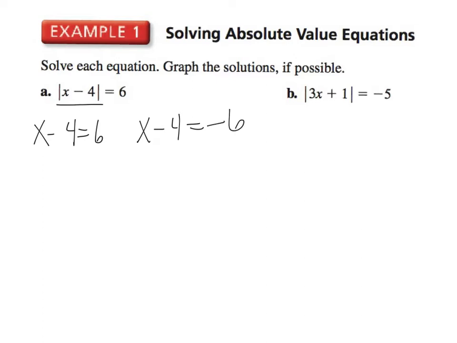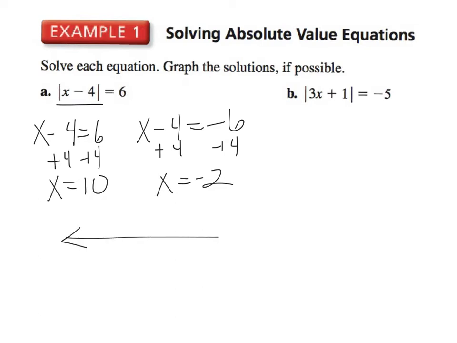I now solve both of these, so I use the addition property. I add 4 to both sides. That gives me x equals 10. And I add 4 to both sides, and that gives me negative 2. So the solutions are 10 and negative 2.